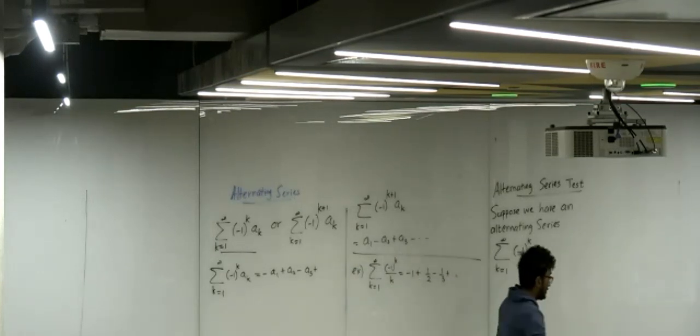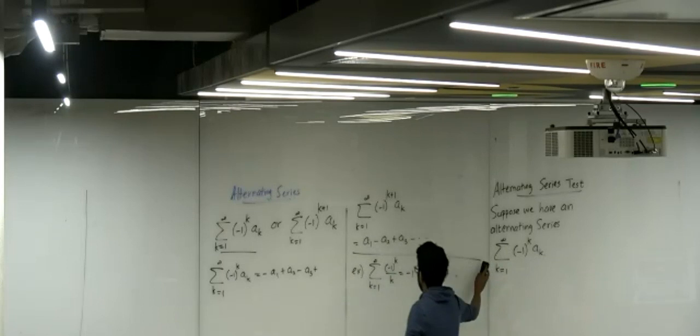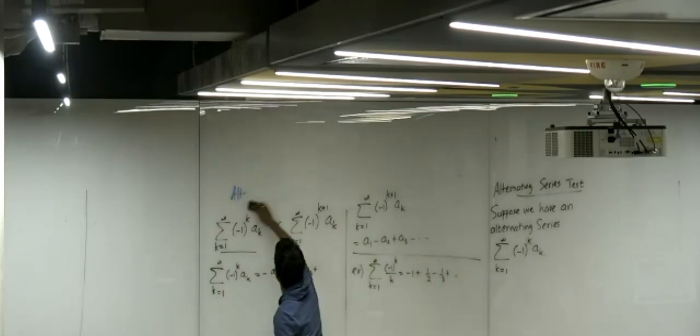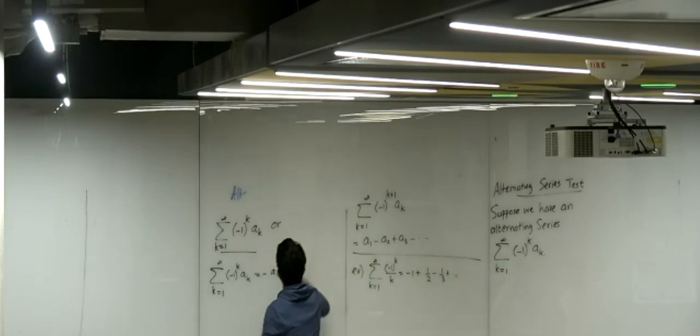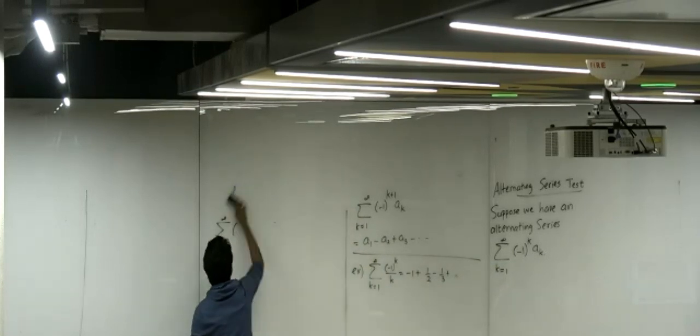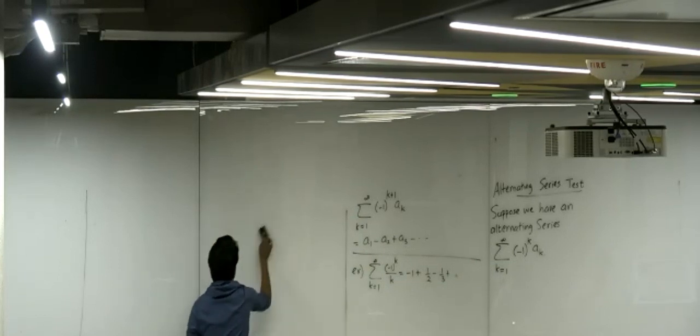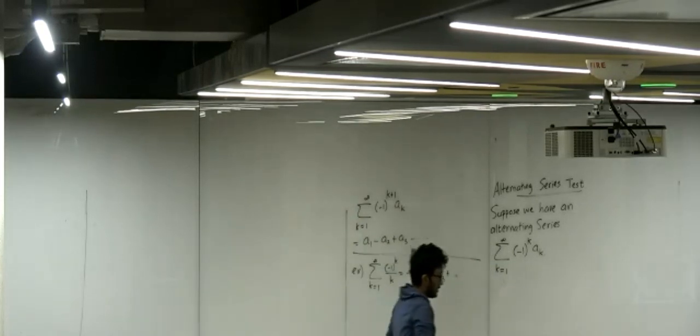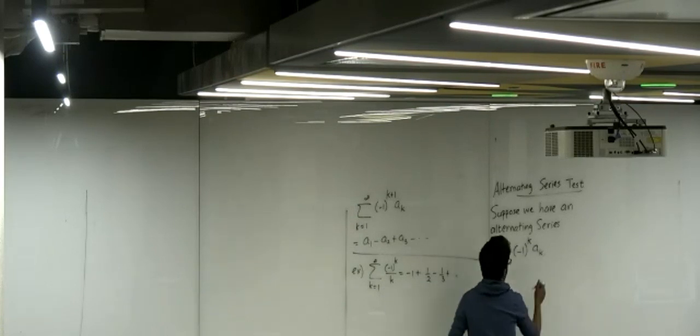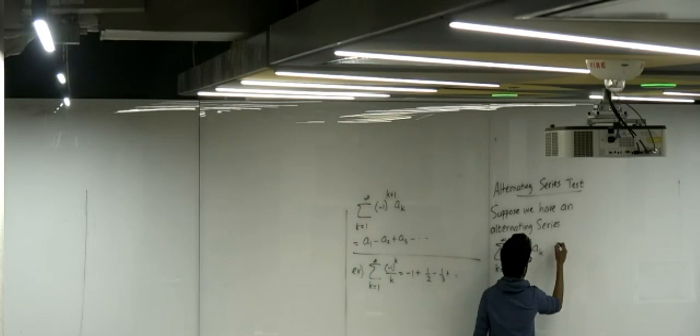This is what the alternating series test says. We have an alternating series and it should satisfy two conditions. The first condition is, we have an alternating series.